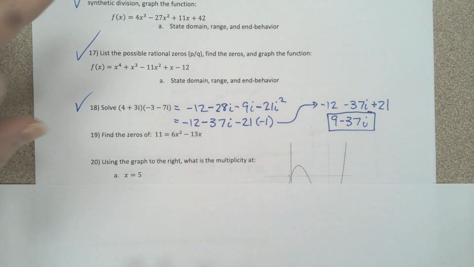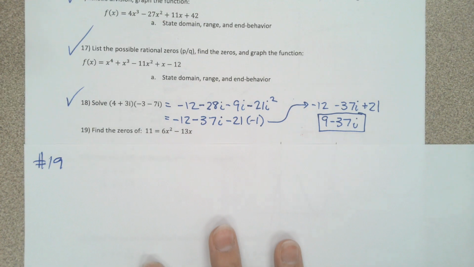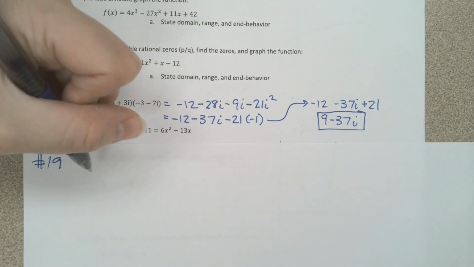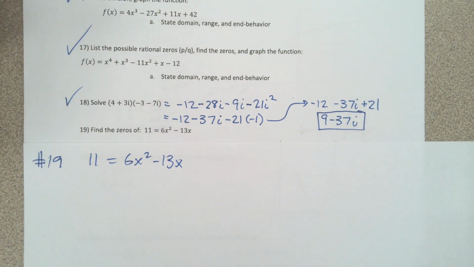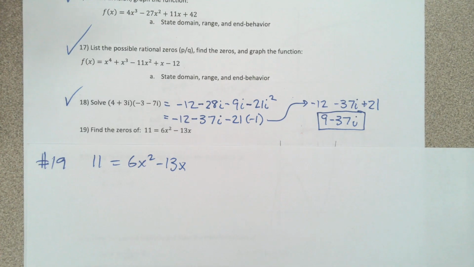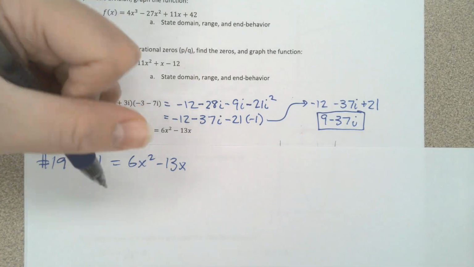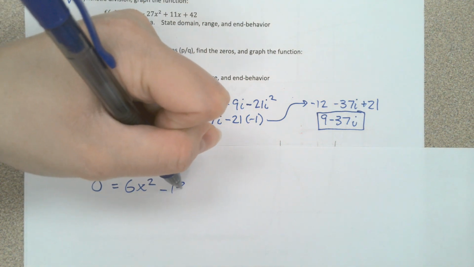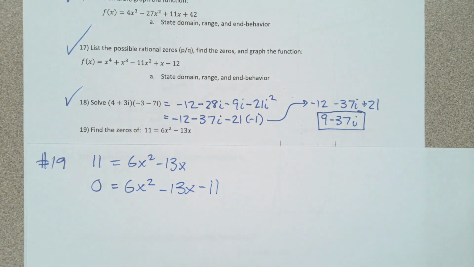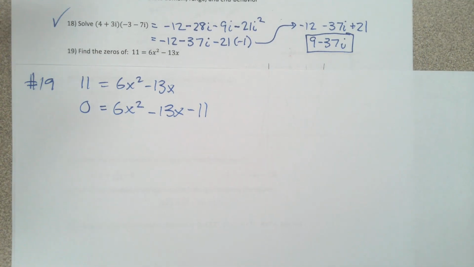So, separate piece of paper. Number 19. 11 equals 6x squared minus 13x. To use the quadratic formula, we need to put it in the form, so we need to move the 11 over by subtracting. 0 equals 6x squared minus 13x minus 11. And again, this does not factor nicely. Even if it did, I'm not a fan of slide and divide, so I'd probably use the quadratic formula anyway.